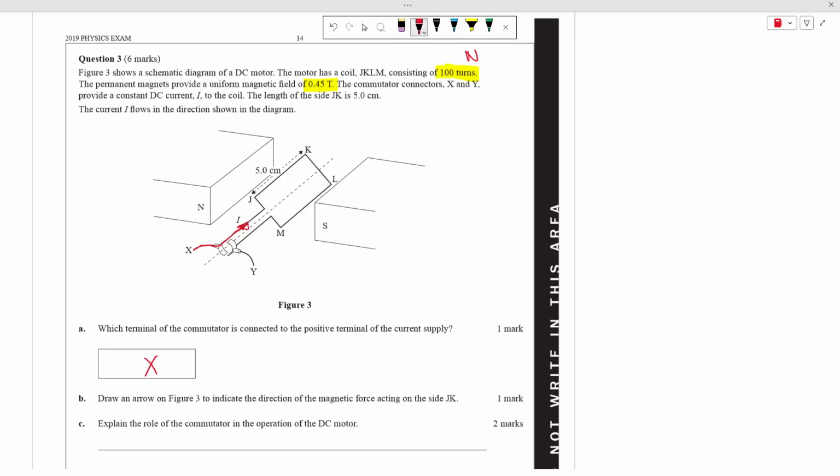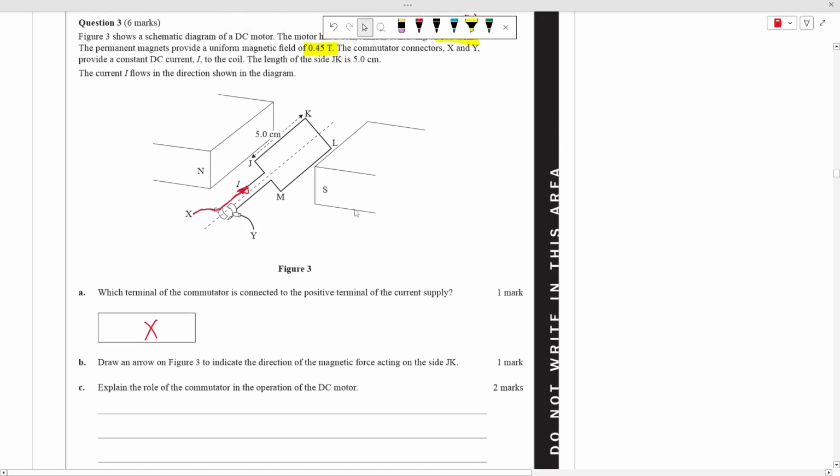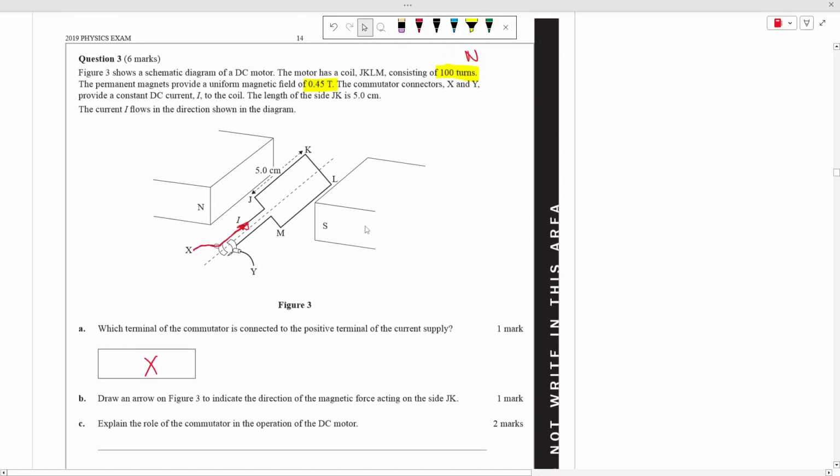50-50. Part B, draw an arrow on figure 3 to indicate the direction of the magnetic force acting on side JK. Okay, so we've got to use our slap rule. We've got current flowing this way, so that's like away from us, I guess. Field lines go out of north and into south, so you get your right hand, you have to point your thumb away from you and your fingers to the right, and your palm should be facing downwards. It's a bit of an awkward way to do this setup, but your palm should be facing downwards.